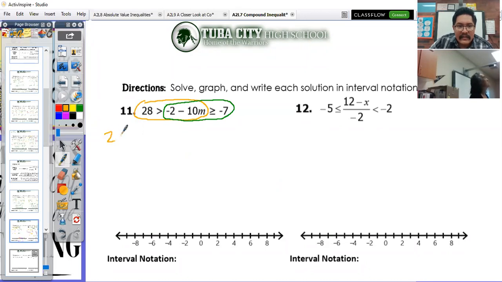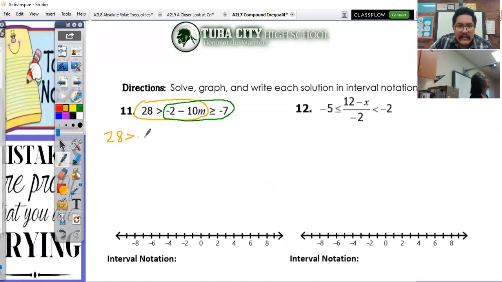So let's write them out. 28 greater than negative 2 minus 10m, and negative 2 minus 10m greater than negative 7. Okay, so I got to get working on this m to get it by itself. So it looks like I'm going to have to add 2 to both sides. Plus 2 here, plus 2 there. So I get 30 greater than negative 10m.